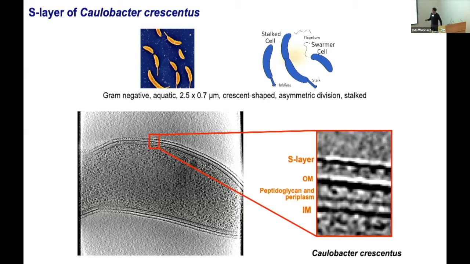If you take a slice through an electron tomogram at the cell surface, you can identify the usual things you would expect on a gram-negative bacterium, which is an inner membrane, a peptidoglycan layer, and an outer membrane. But in addition, this organism also has this repeating surface layer or S layer. And this is going to be the primary focus of this talk.